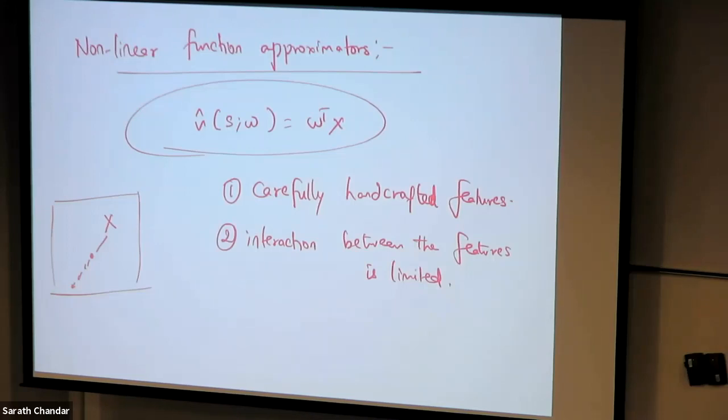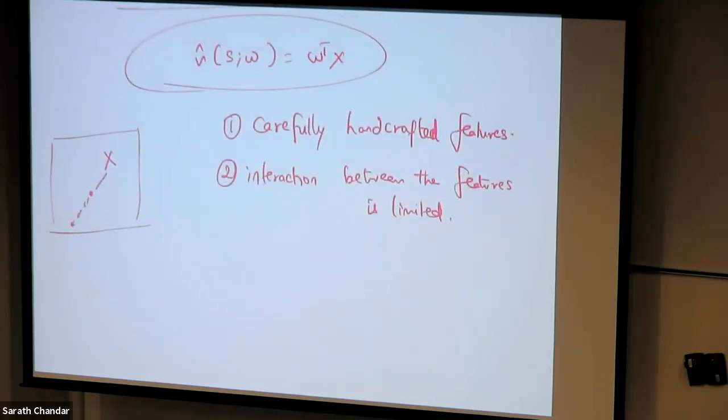Now, this idea of learning a better state representation, right? Learning a better representation for my state so that I can estimate the value functions efficiently, right? This is known as representation learning.